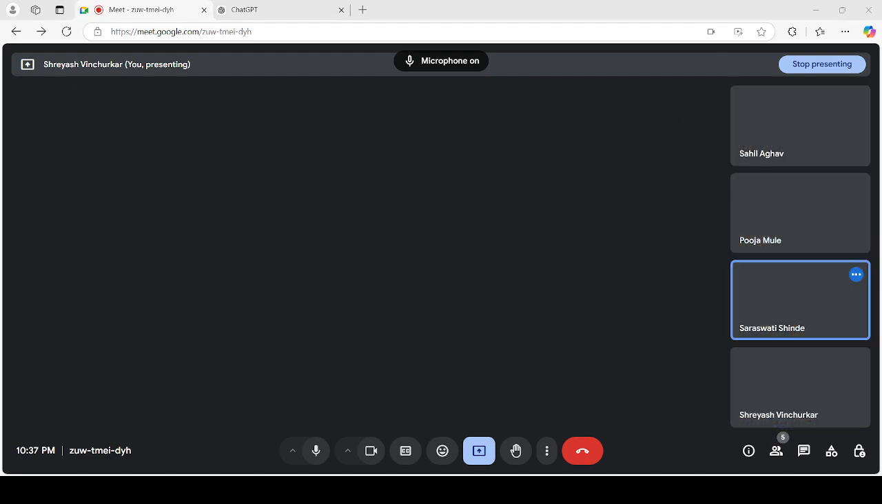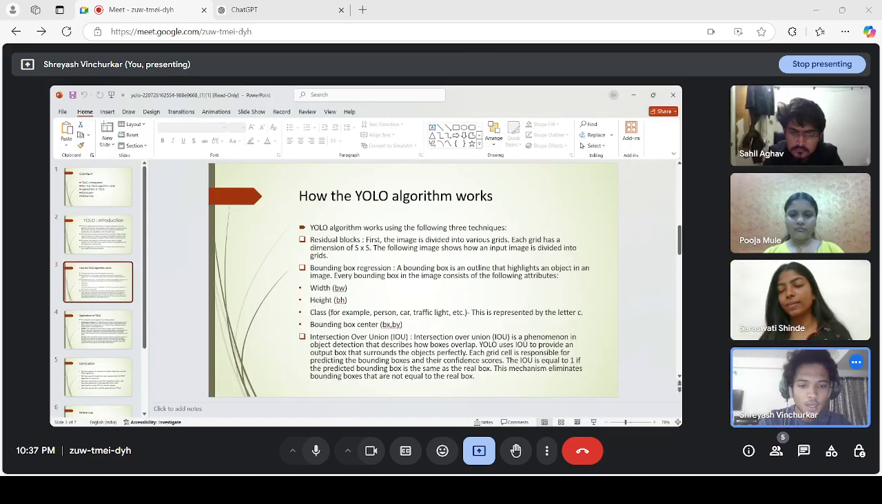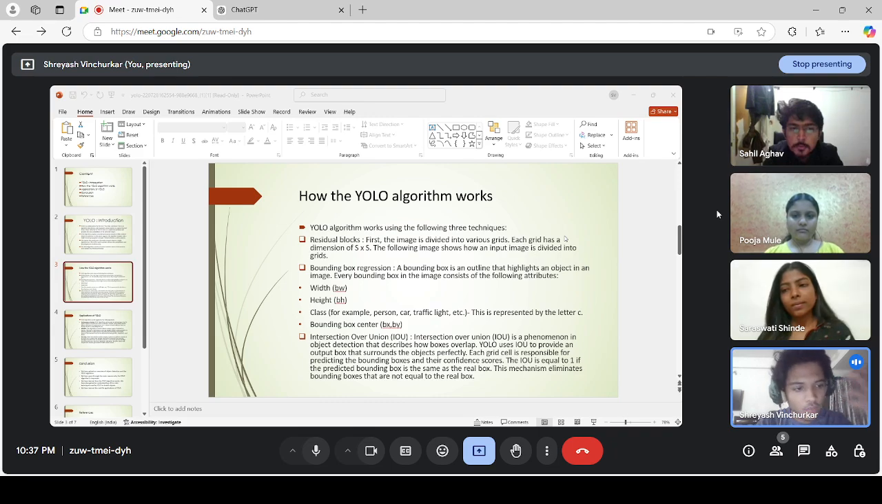Thank you, Saraswati. So in the next module, we'll be learning about how the YOLO algorithm works. When we talk about YOLO, it stands for You Only Look Once. So basically, how does it work? It works on three techniques. The first one is where an image is taken and divided into various grids. Each grid is of S by S dimension, where S depicts the length of the side.